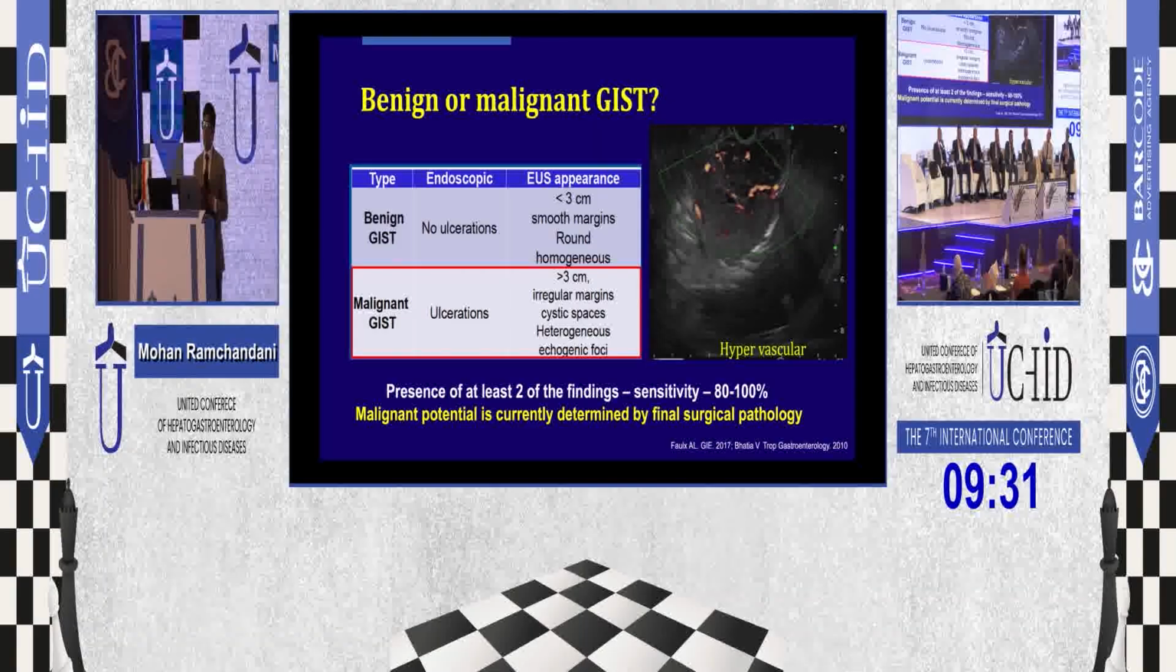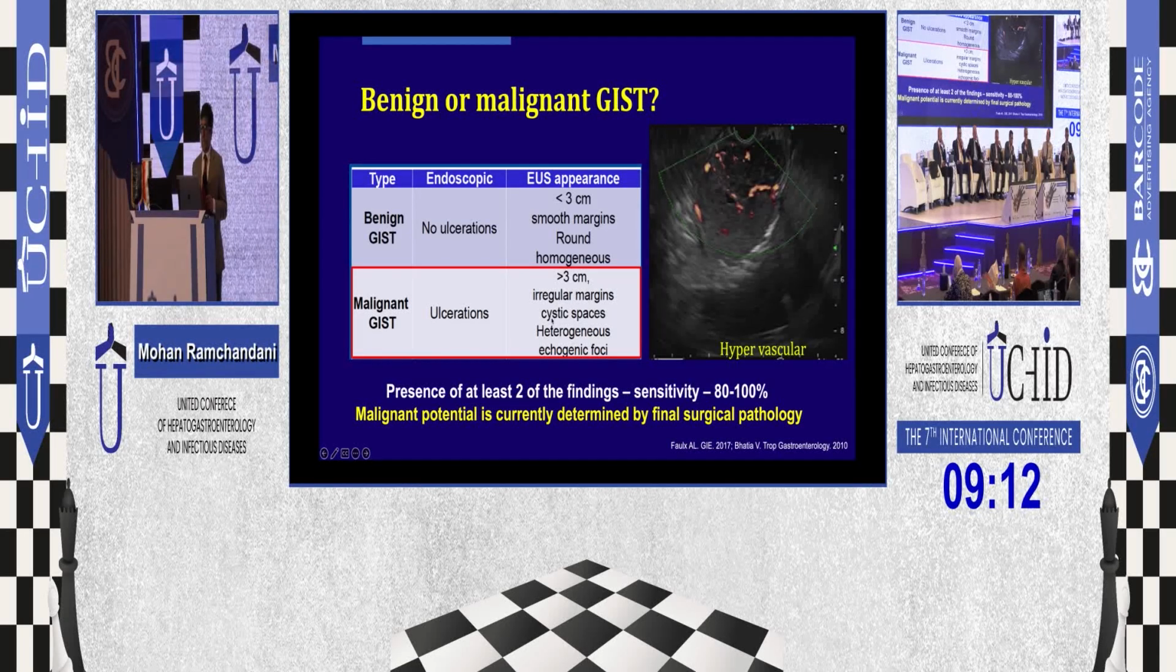The second thing which endoscopic ultrasound should tell us is whether it is malignant or not. If there is a GIST which has no ulceration, less than 3 centimeter in size, smooth margins, they are non-malignant. While if there is ulceration present, more than 3 centimeter, irregular margin, there are necrotic areas, there are heterogeneous foci, they are most likely malignant.